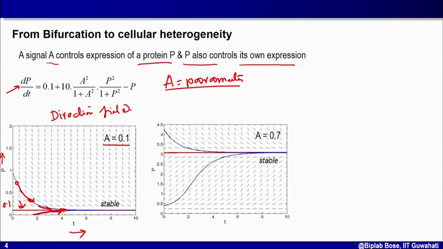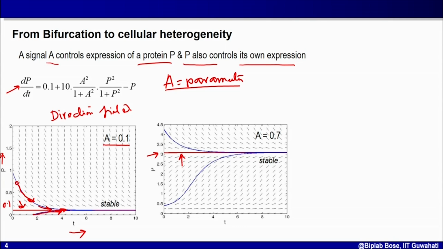Now what I will do, I will change the value of A to a higher value. So let us take A equal to 0.7, and again I have drawn the direction field with T on the horizontal axis and P on the vertical axis. You can see here again I have only one steady state, shown by this red horizontal line, and the value is near 3. So now the steady state has increased its value, it is at a higher value of P.